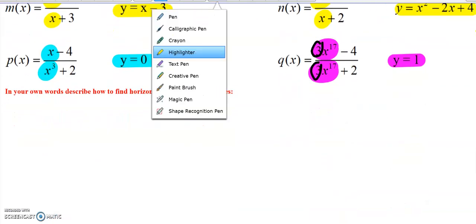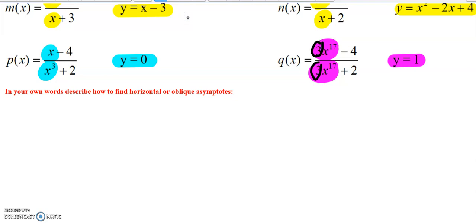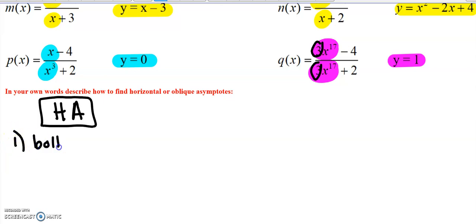So how do we find asymptotes? I would definitely recommend writing this down. Horizontal asymptotes have 3 cases. Case 1, it's bottom heavy. That's when the degree in the denominator is greater than the degree in the numerator. If that's the case, then automatically the horizontal asymptote is y equals 0.